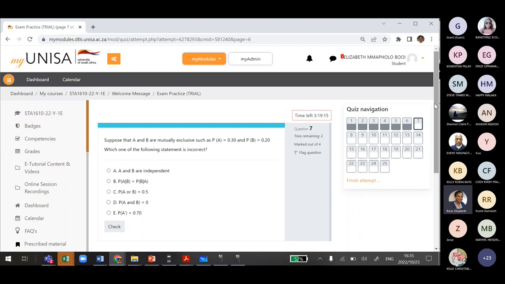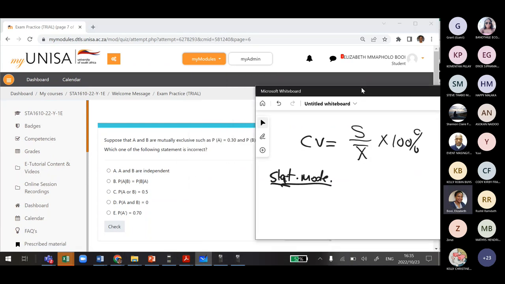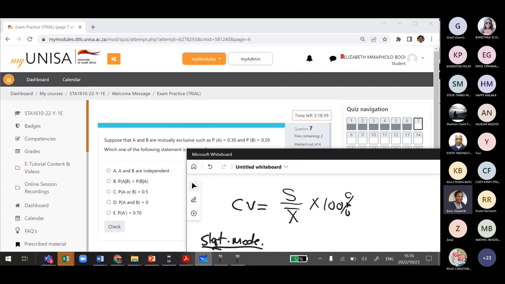Suppose that A and B are mutually exclusive, such that the probability of A is 0.3 and the probability of B is 0.2. Which one of the following statements is incorrect? So you need to validate each statement. You cannot get away from that. You will have to test and validate each and every statement to see if it's correct. So let's do that. We'll start with A and move to other statements.